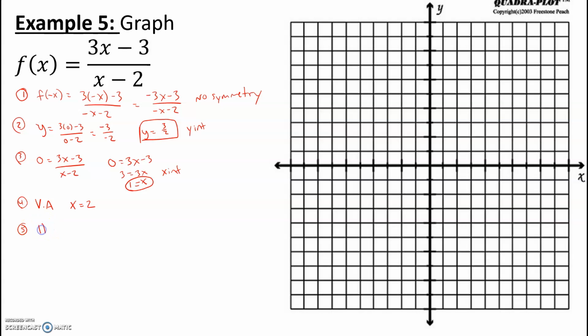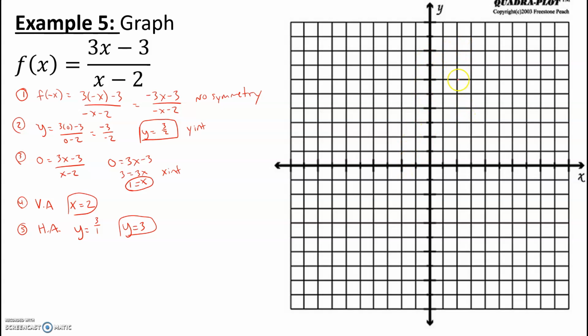Step 5 is our horizontal asymptote. Remember, you've got to look at your degrees. So here, my degrees are the same. So this is when you set up your coefficients. So y equals, my coefficients are 3 and 1. So y equals 3 is my horizontal asymptote. And we're going to go ahead and graph from here. And we'll pull some points in it. I know it said pull points for step 6, but we're going to pull them in a minute.